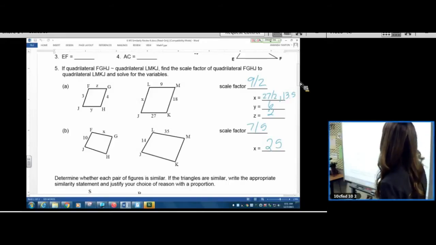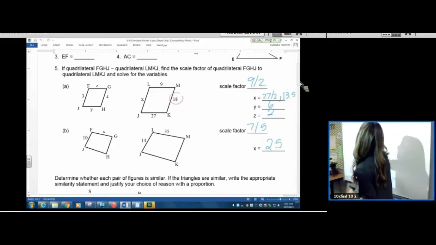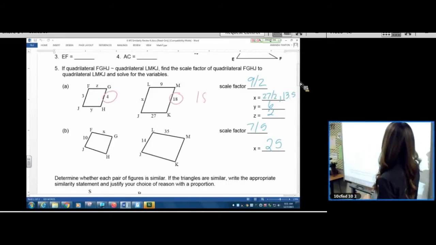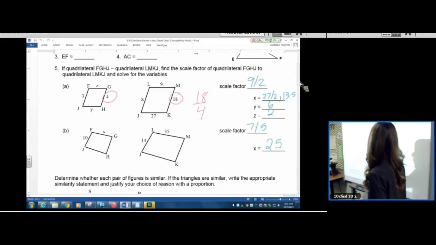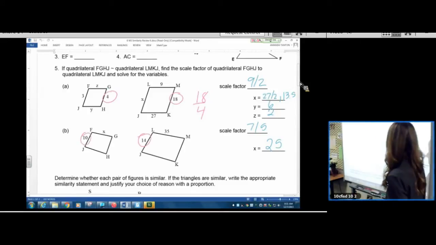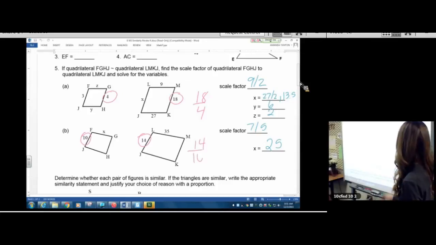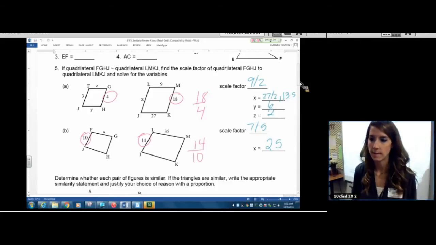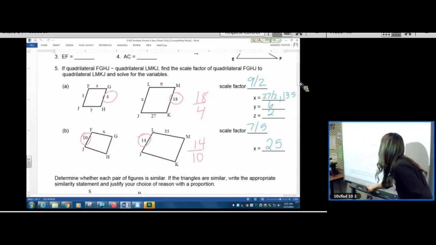Remember, scale factor second over first, so we did 18 over 4. That's how we got 9/2. Second over first, 14 over 10. And that's how we got 7/5. All right, I'm going to keep going.